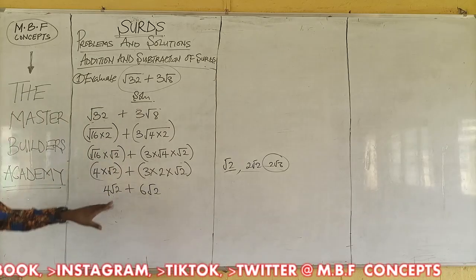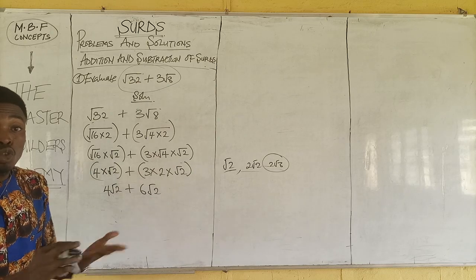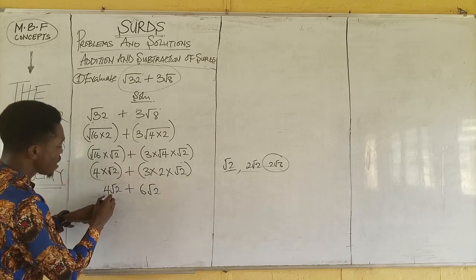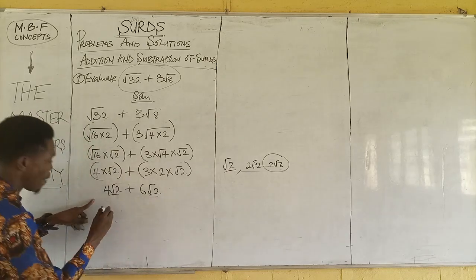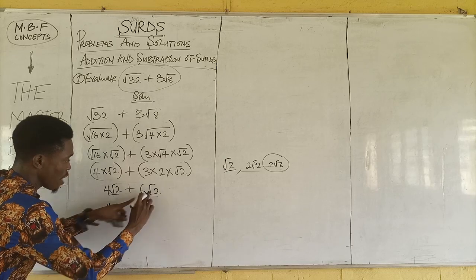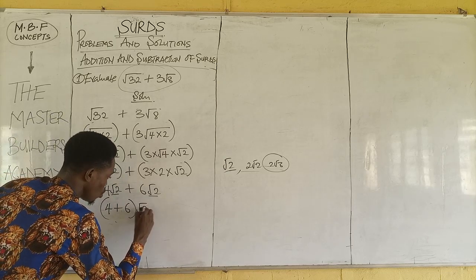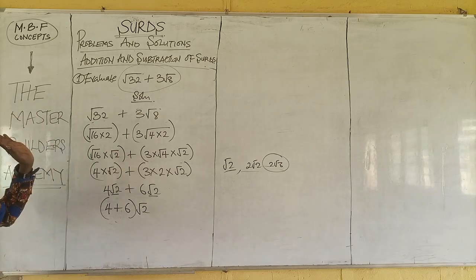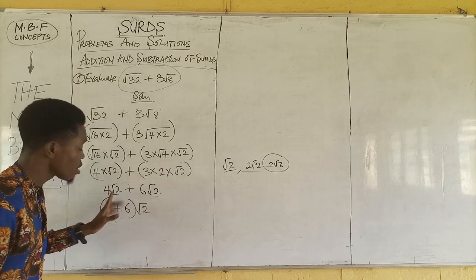Now at this point you discover that this term has root 2, and this term also has root 2. That means I can factorize it. All I simply do is, if this is root 2 and this is root 2, if I remove root 2 from here, I'm going to have 4. Plus if I remove root 2 from here, I'm going to have 6, all times root 2. Guys, hope you got it. This is what you do. All I just did here is simply to factorize this expression.